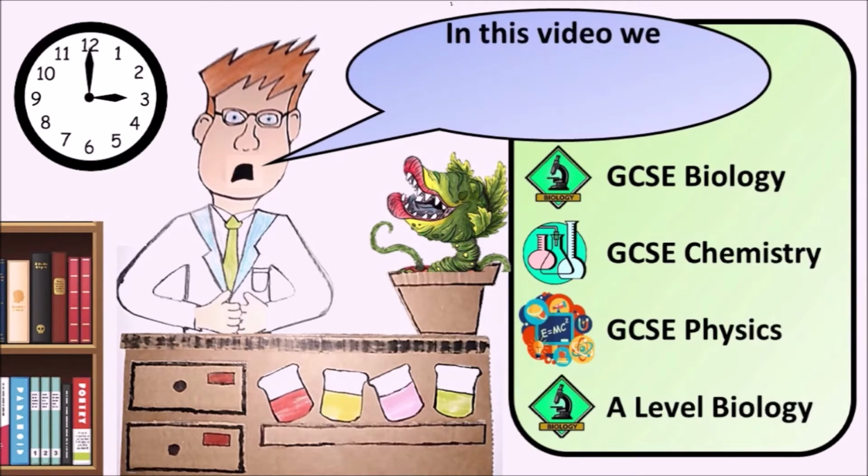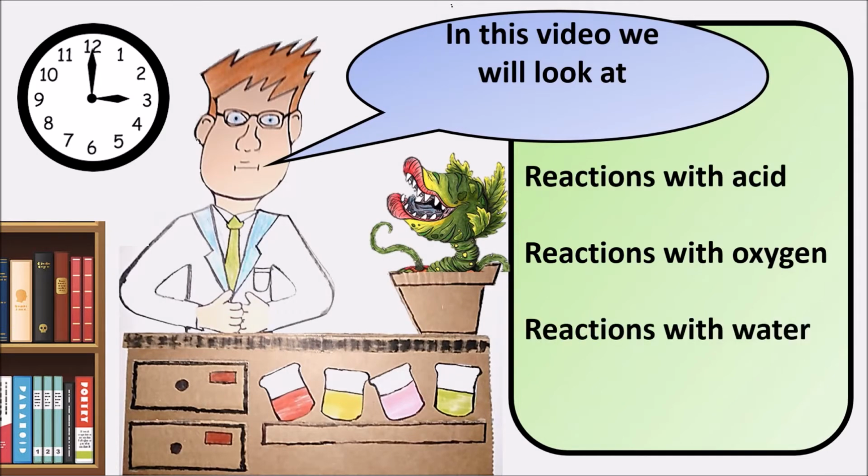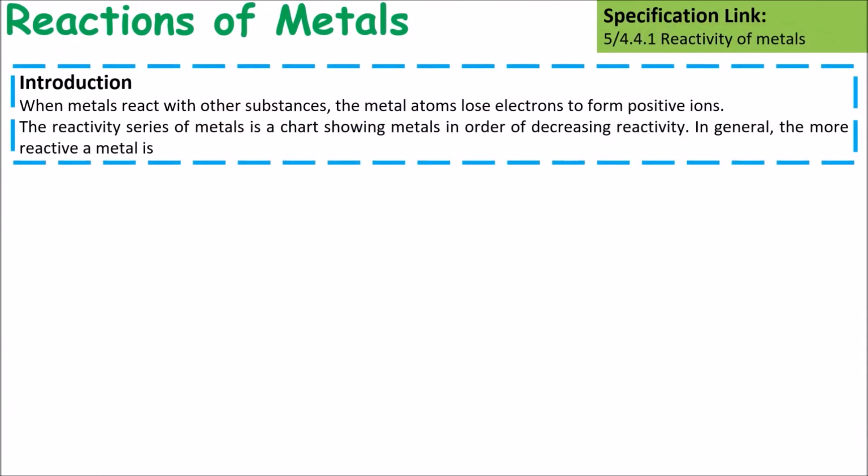In this video, we will look at reactions with oxygen, reactions with acid, and reactions with water. So when metals react with other substances, the metal atoms lose electrons, generally to form positive ions. The reactivity series of metals is a chart showing metals in order of decreasing reactivity.